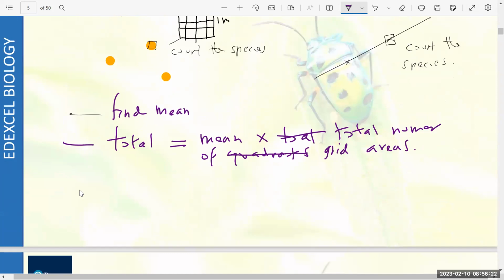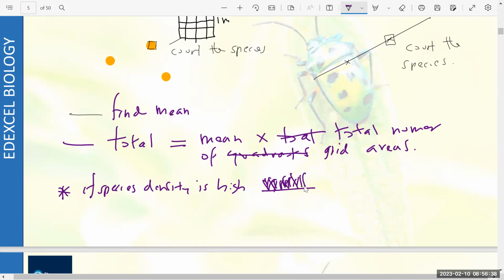Then there are a few other things. If species density is high, for example, let's say small plants, it's very difficult to count in a 1 meter range because density is very high. If you look at the grass, a 1 meter count in the grass is again difficult because it's too much. So then we can use a scale.